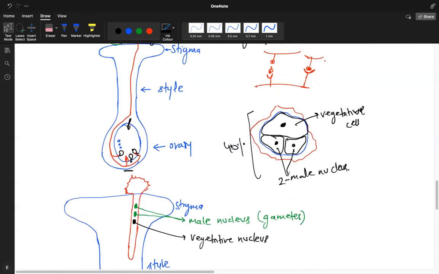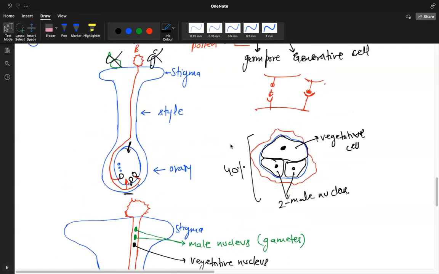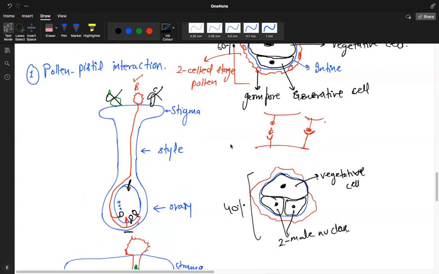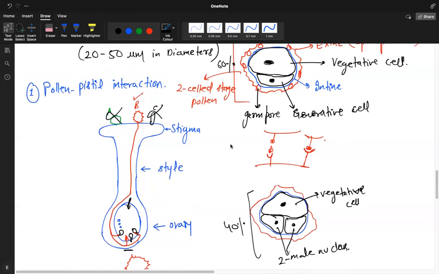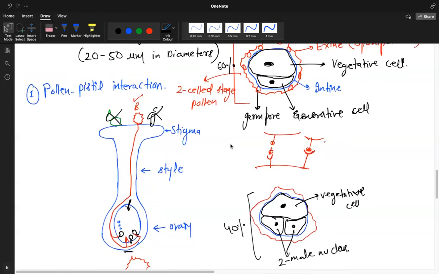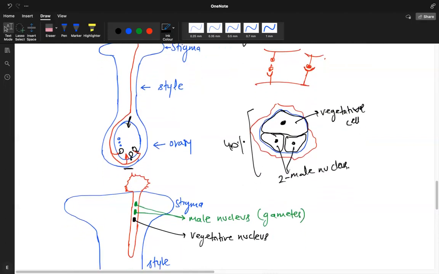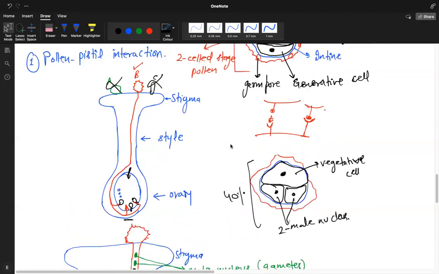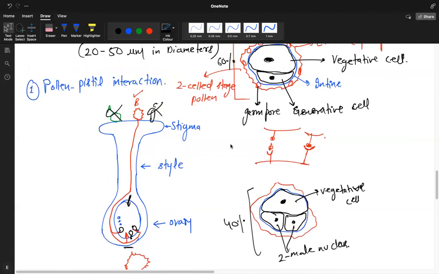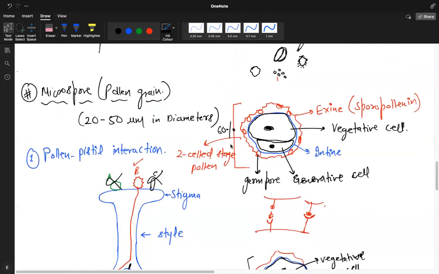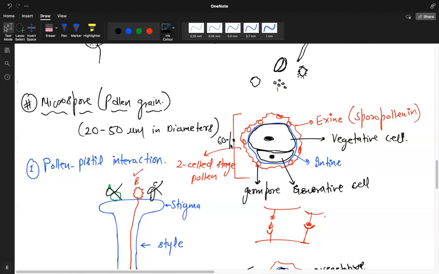Then we studied about megasporogenesis, you mean, right? Yeah, megasporangium. Megasporangium can be mono-ovulated or multi-ovulated. Some examples of mono-ovulated are wheat, rice, mango, and multi-ovulated is watermelon, papaya, and so on.